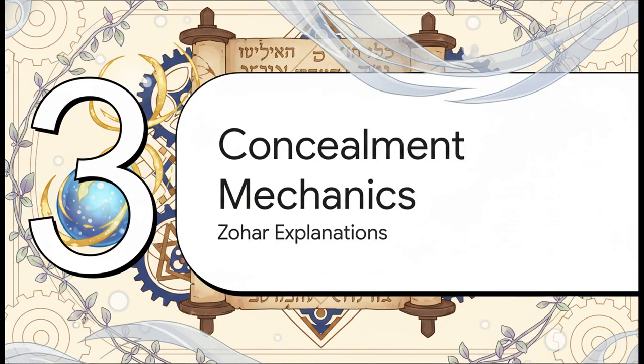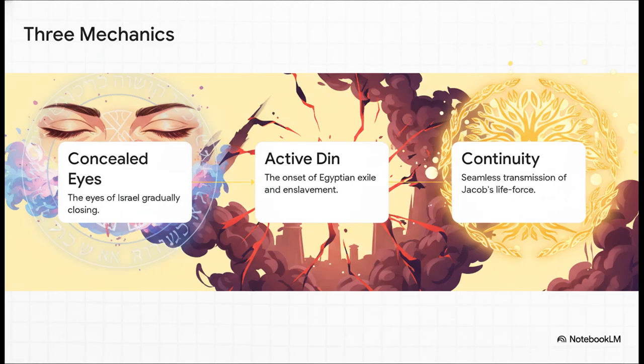Moving on to Section 3. Mechanics of concealment. These are the exhaustive explanations straight from the Zohar. Let's break down the exact, specific reasons the Zohar gives for this physical anomaly. The text provides 3 massive, simultaneous shifts to explain why the text is closed.